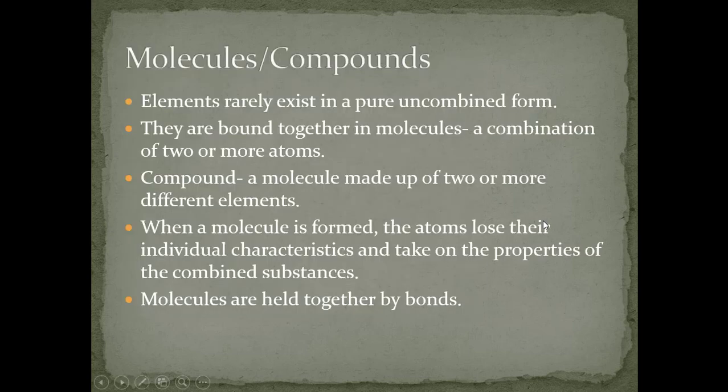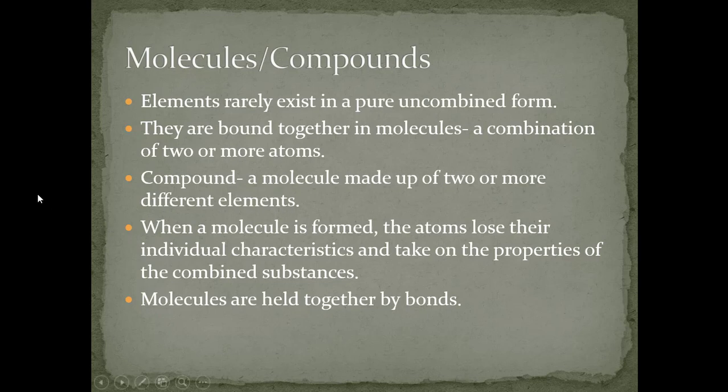Okay, so elements rarely exist in a pure uncombined form, meaning that things are usually combined together. When they're bound together, they're called molecules. This is what we refer to as a combination of 2 or more atoms. So if you have something like sodium chloride, you have a sodium atom bound to a chloride atom.